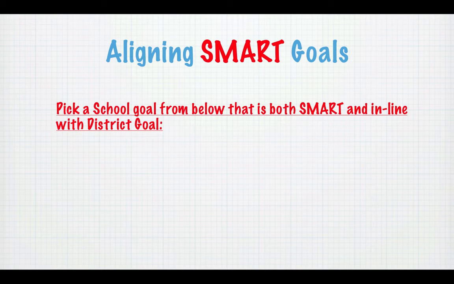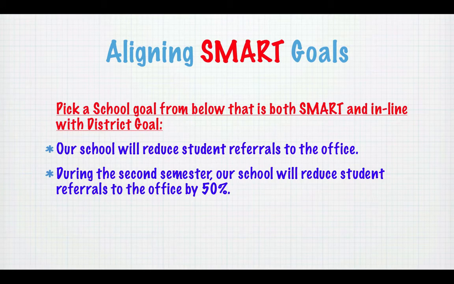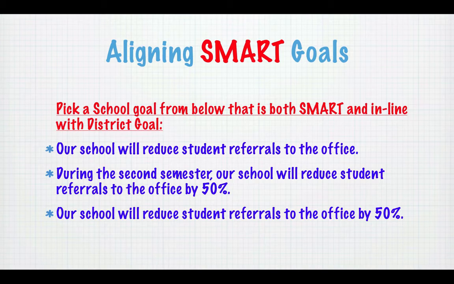Let's pick a school goal from below that is both SMART and in line with the previous district goal. The first goal is our school will reduce student referrals to the office. The second option is during the second semester, our school will reduce student referrals to the office by 50%. And the third option is our school will reduce student referrals to the office by 50%. Which one do you believe is both a SMART goal and in line with the previous district goal?